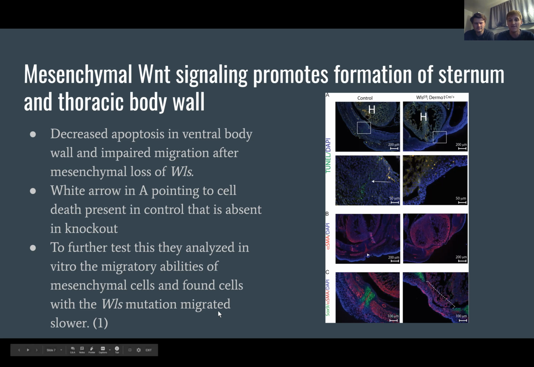To further prove that this Wnt pathway is involved in cell migration, they did an in vitro test of the migratory abilities of mesenchymal cells, and basically they found normally these cells were able to migrate a certain amount, but when they had the Wnt knocked out or removed, they were migrating much slower. So they further proved that in this paper.